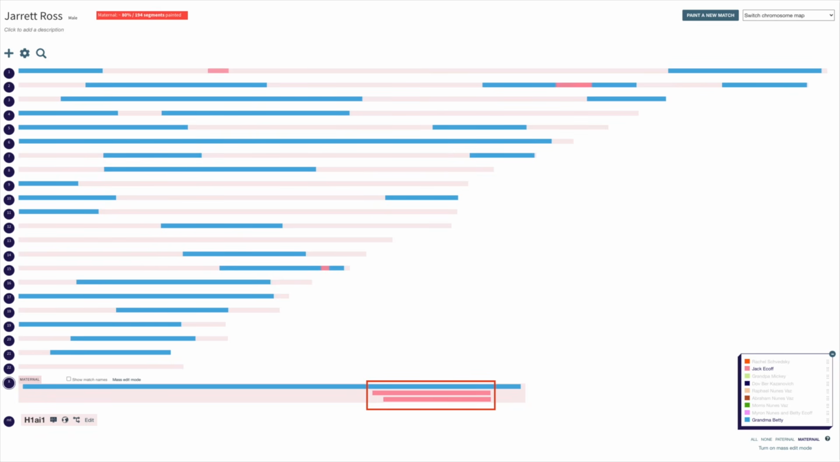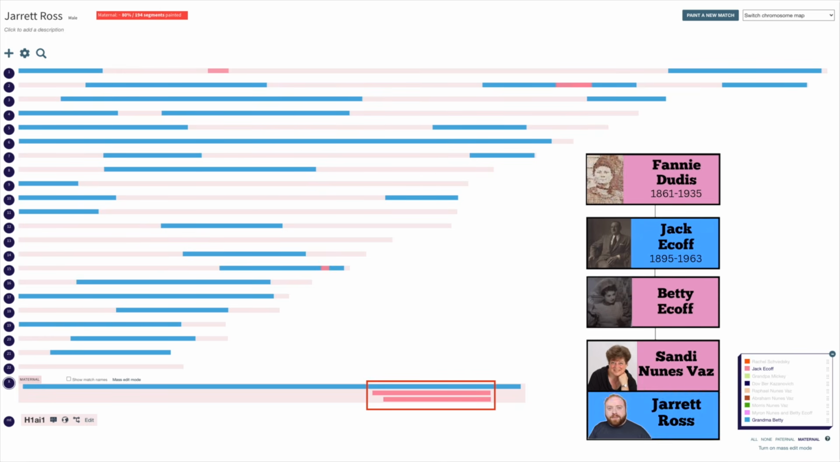But because of the inheritance pattern of the X chromosome, I know that all of my great-grandfather's X chromosome came from his mother, because what he got from his father was a Y chromosome. So I can actually identify that this part of my X chromosome comes directly from my second great-grandmother, Fanny Ecoff, who was born Fanny Dudas in Odessa around 1861. This also means that if I can identify any matches who share a significant amount of DNA on their X chromosome at that same spot, then they are most likely a relative through my Dudas line.